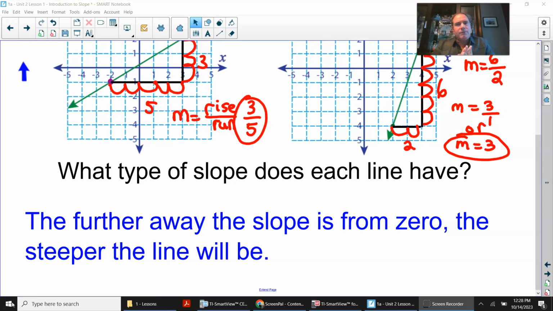The further away the slope is from 0, no matter if it's positive or negative slope, the steeper the line will be. So with slopes of -5 and -3, the -5 is going to be steeper. It's further away from 0. If the slope is 10 and the slope is 6, the 10 has a steeper slope. And that's really the connection that we want you to make.